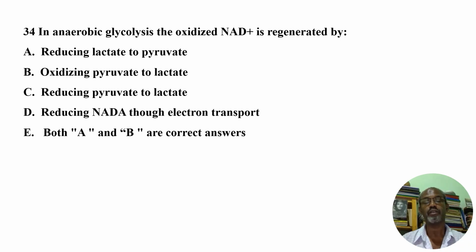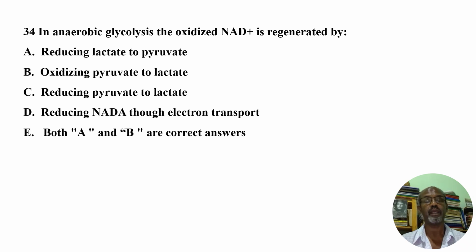How do cells obtain NAD plus? They have to unpack the hydrogen and electron from NADH so that NADH will be converted into NAD plus, so that glycolysis can continue. Therefore, in glycolysis, the oxidized NAD plus is regenerated by: A. Reducing lactate to pyruvate, B. Oxidizing pyruvate to lactate, C. Reducing pyruvate to lactate, D. Reducing NAD plus through electron transport, E. Both A and B.